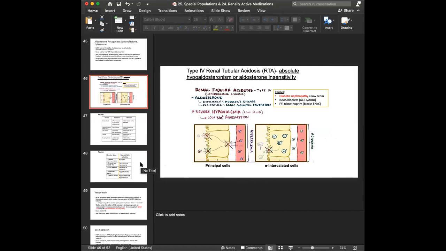Okay, renal tubular acidosis type 4 is going to be right here where we've been talking about. It's causing, again, acidosis and hyperkalemia.